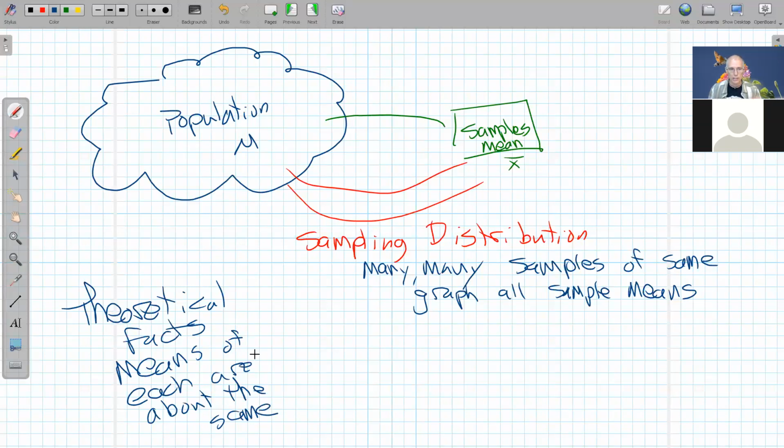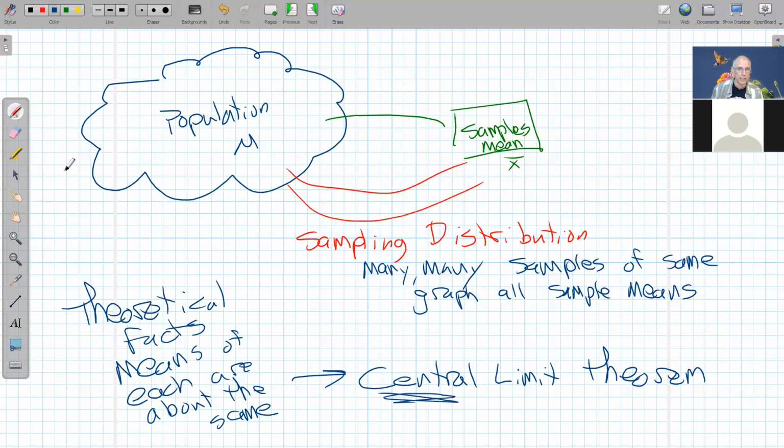This idea that the means are about the same comes from an idea in statistics called the central limit theorem. And the central idea right there from the central limit theorem is this idea about the means of each of these being about the same. The limit part of it is as the sample size gets bigger, then the means of these 3 get closer and closer together.